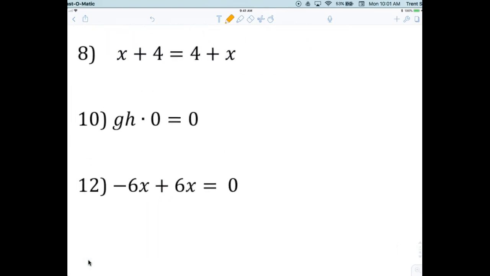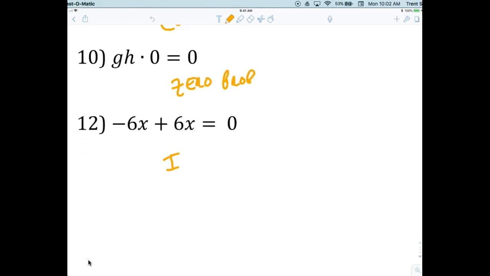Number 8, naming the property. What is that called? Commutative. What's 10? Zero property. That's right. Inverse.